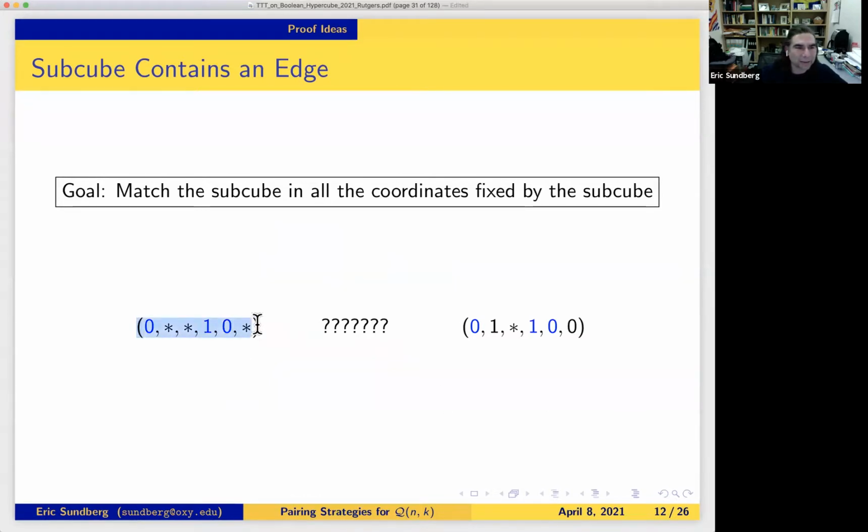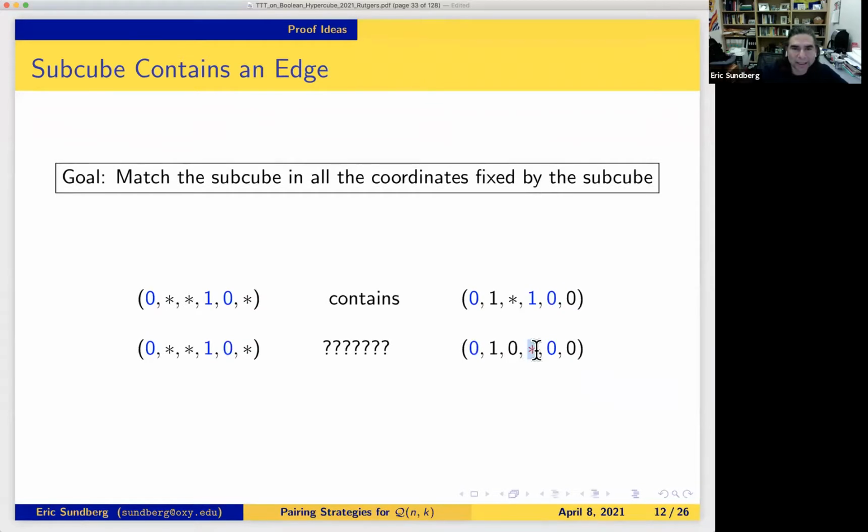We could ask, so this is a 3-dimensional subcube of Q6. There's 6 coordinates, so it's in Q6. 3 of those coordinates are stars, so it's a 3-dimensional subcube. The other 3 coordinates are fixed. We ask, does it contain this edge over here? This is an edge because exactly one of its coordinates is a star. And all we have to check is in the first coordinate, the 4th, and the 5th coordinate, does my edge have a 0, 1, and 0 in those coordinates? It does. So therefore, the subcube contains that edge.